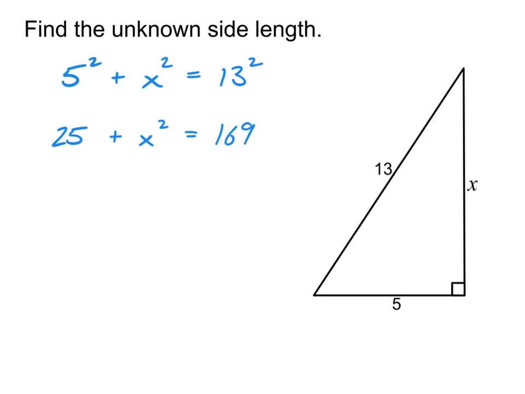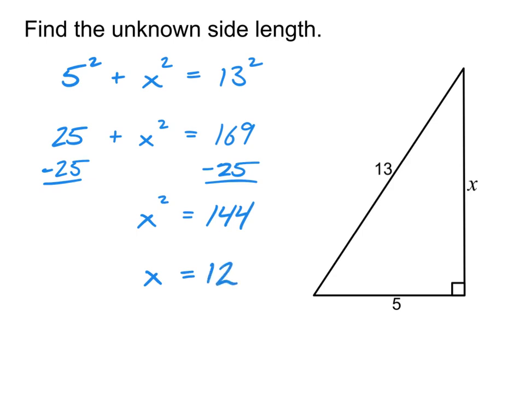Well, I want to get the x squared by itself, so I'm going to subtract 25 from both sides. And so now I know that x squared equals 144. Now I can take the square root of both sides. And again, I don't have to worry about the plus or minus because I'm talking about the length of a side of a triangle. And the square root of 144 is 12. So that's our final answer.